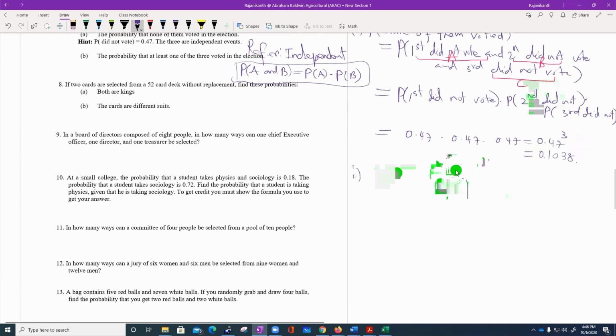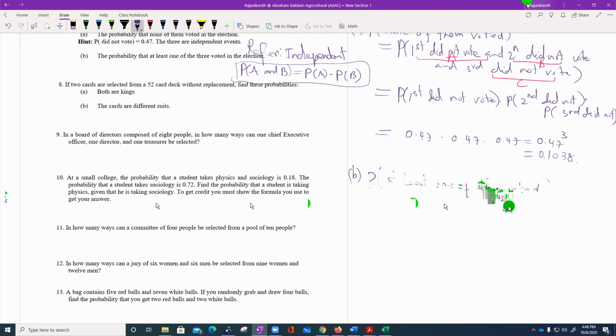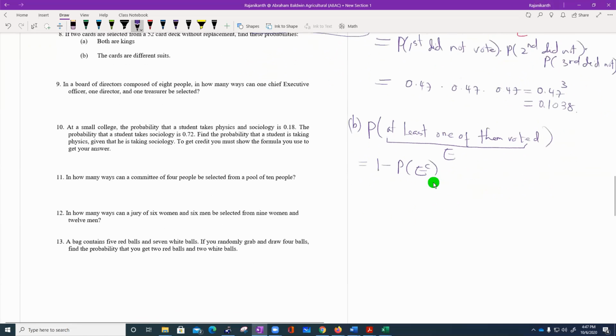To do part B, you are choosing three guys again. What is the probability of at least one of them, one of those three, voted? Again, I'm going to use a complement event formula. The probability of any event is 1 minus the probability of event's complement, right? So if this is my event E, I could use my complement formula, that is 1 minus P of E complement. If my event E is at least 1, remember the complement event of at least 1 is none of them.